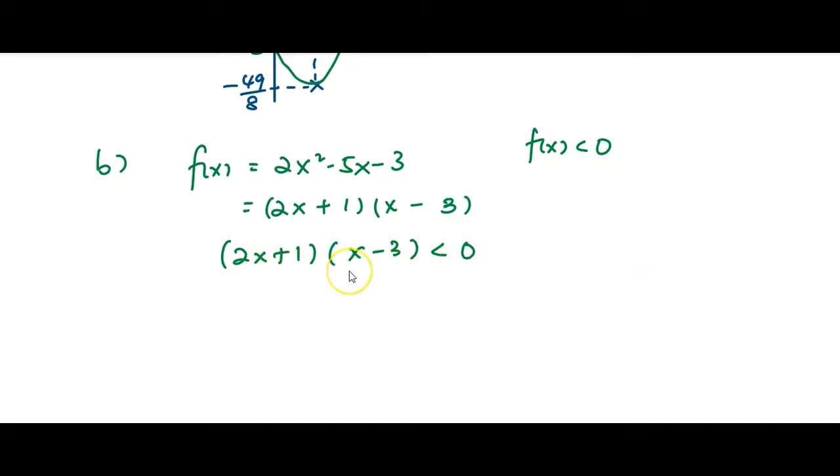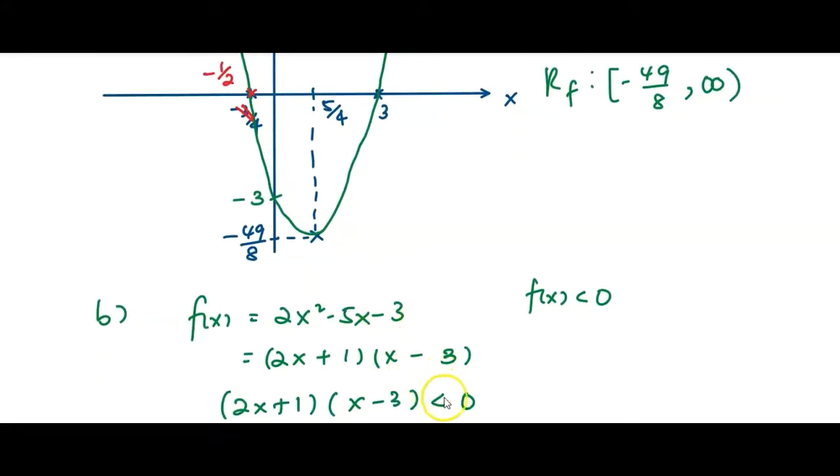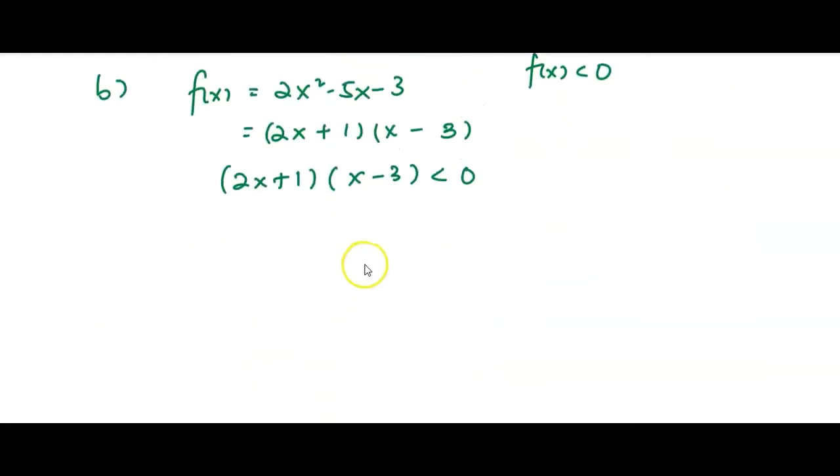Okay, so to solve this, I'm going to look at my graph. We want the function to be less than 0, right? We will look at the part of the graph below the x-axis. Okay, below the x-axis, the graph exists from -1/2 to 3. In between -1/2 and 3, you can see the graph below the x-axis. That's why you say that.